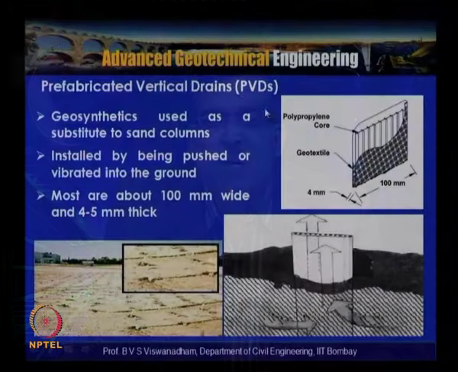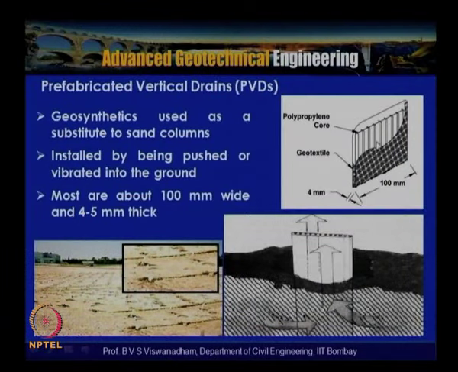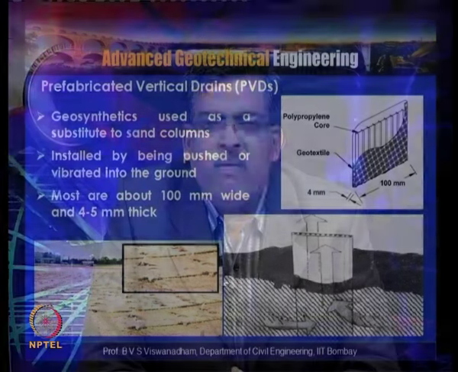This is a typical prefabricated vertical drain shown here. These geosynthetics are tailor-made products used as a substitute for sand columns. Nowadays the availability of proper sand is becoming scarce, so the use of these materials is a viable option. Prefabricated vertical drains accelerate the consolidation settlement equally compared to conventional vertical drains, and the installation is relatively simple and faster.